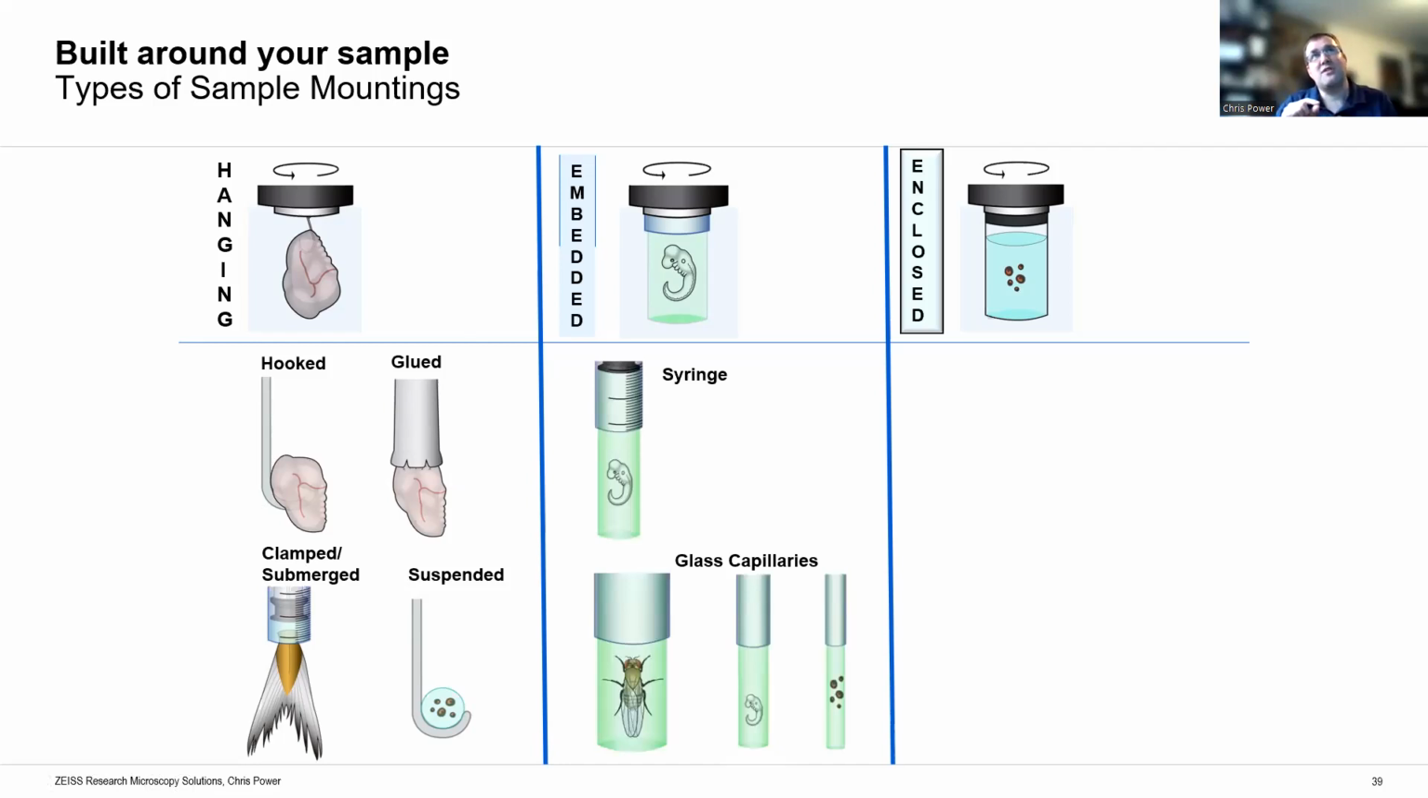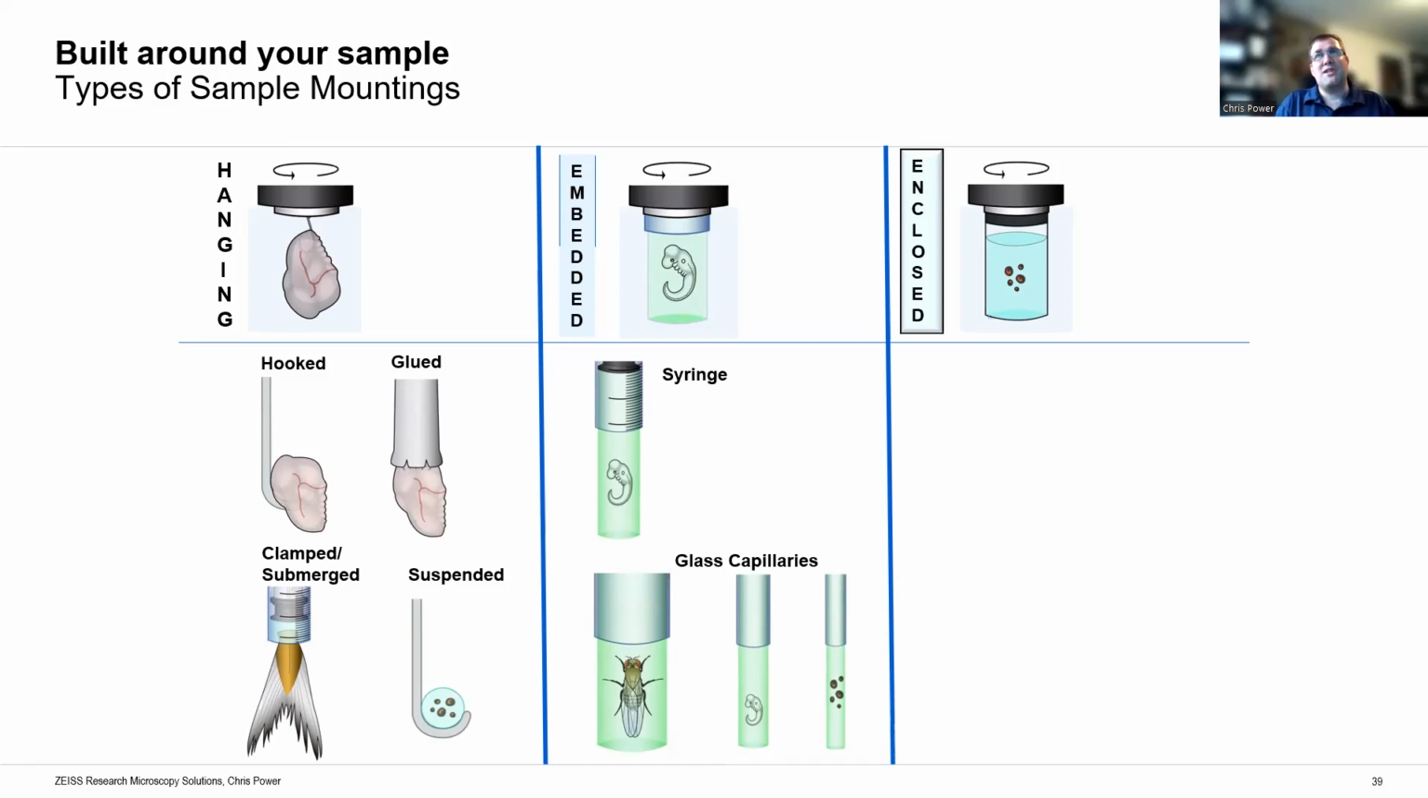The second technique is what we call embedding. So this is where you have a sample which is too fragile in order to use the hanging method. So this might be clumps of cells. It could be small organisms such as the fish or the Drosophila I showed. And here we do embedding. Now, typically this means putting the sample in agarose. And if it's live, we normally use low melting point agarose, which is around about 30 odd degrees, but you put it in and you try and cool it down as quickly as possible.